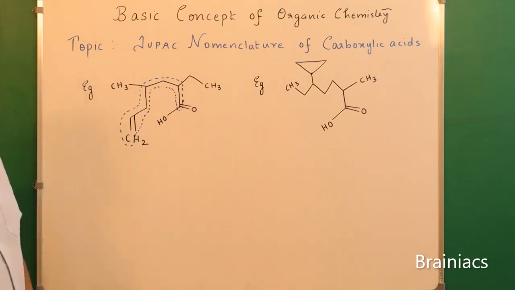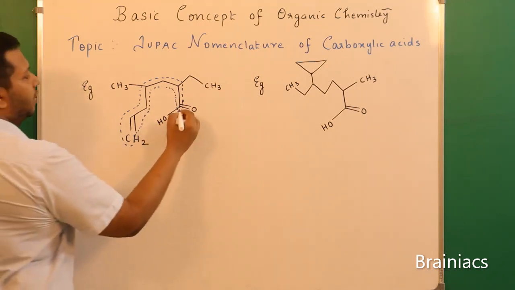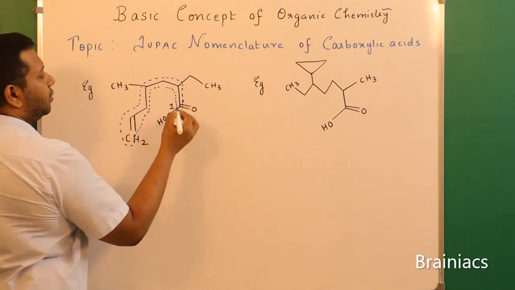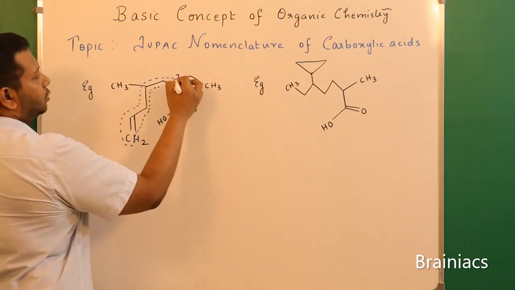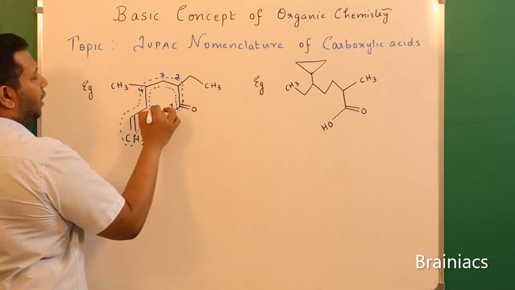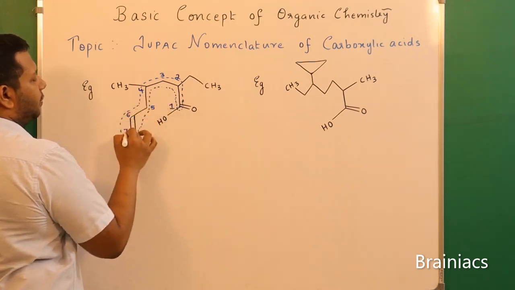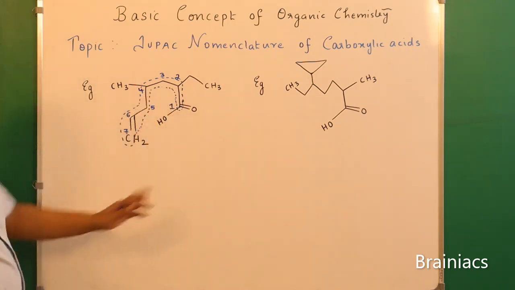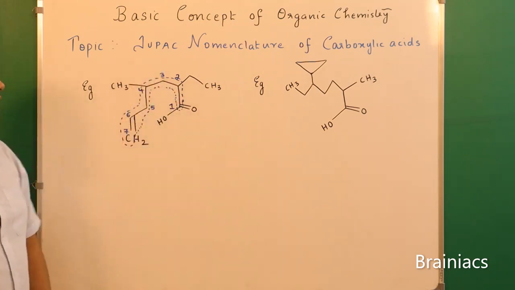So I have chosen my parent carbon chain. Next thing is numbering. I know that the minimum number should come to the functional group. So 1, 2, 3, this should be 4 and this should be 5, this should be 6 and this should be 7. Okay, I hope the numbering is clear for you.